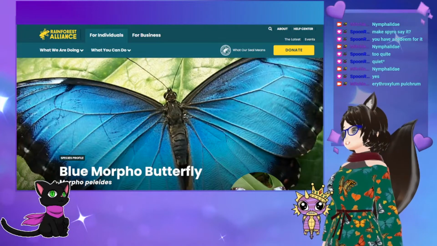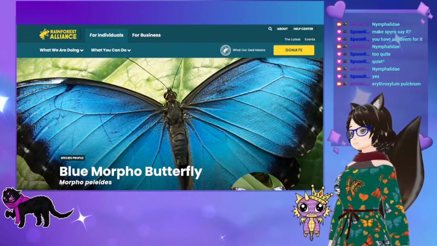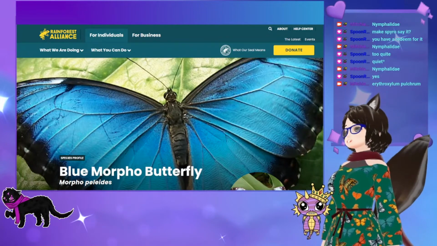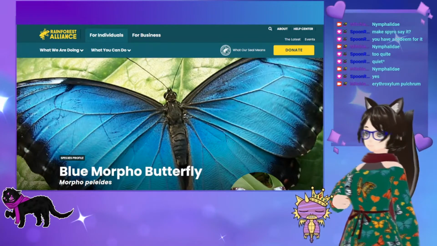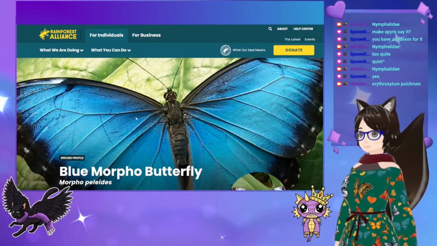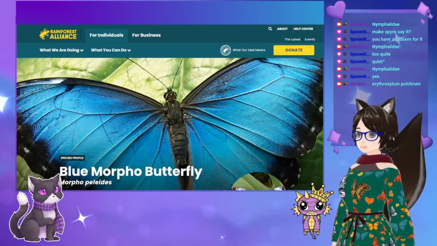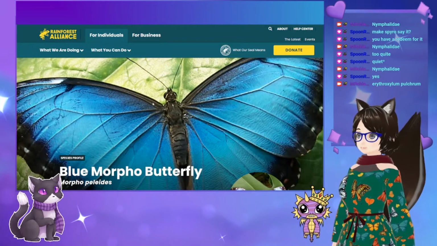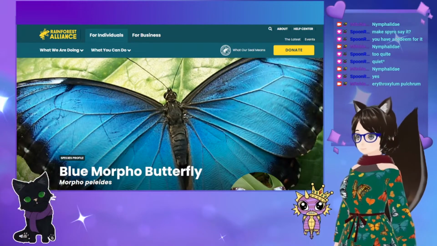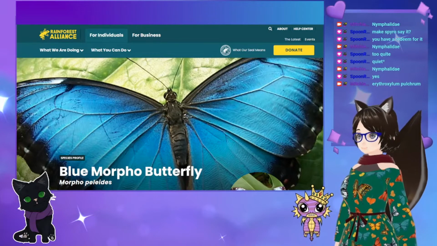Alright. And then, switch over to the other book. Don't fall. Okay, there we go. Okay, blue morpho butterfly. So, anatomy. As its common name implies, the blue morpho butterfly's wings are bright blue edged with black. The blue morpho is among the largest butterflies in the world, with wingspans from 5 to 8 inches.